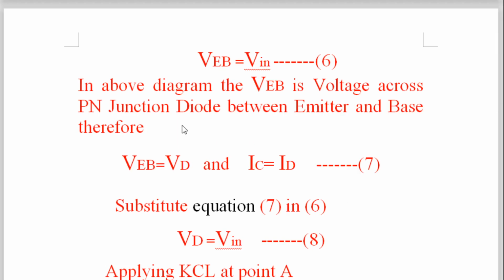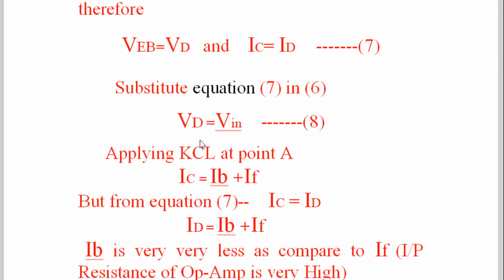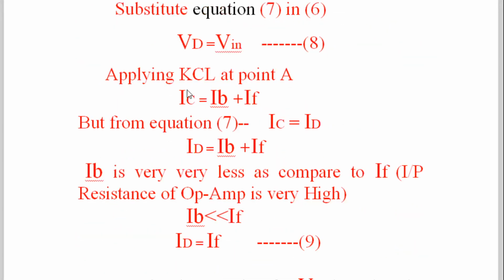So here VEB is equal to VD and IC is equal to ID. Substitute this equation, you will get VD is equal to Vin. Now apply KCL at point A. IC is equal to IB plus IF. Incoming current is IC, and two currents are outgoing, that is the base current to the op amp and the feedback current to the feedback resistor. But from equation number 7, IC is nothing but ID. Collector current is nothing but diode current, because transdiode is a diode. So here ID equal to IB plus IF.